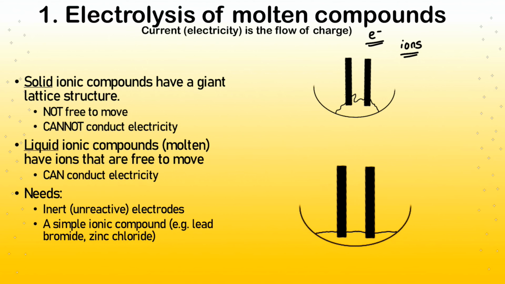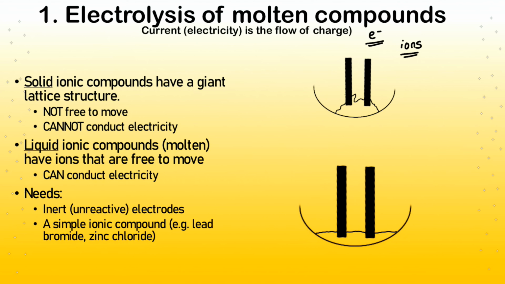And so if we have a solid ionic compound, let's say solid zinc chloride, it won't electrolyze. It won't have electricity pass through it because that solid ionic compound has a giant lattice structure, as you saw from topic 2. And in that, those ions are not free to move. They're bonded electrostatically, so positive to negative, and they cannot move freely, so they cannot conduct electricity. So this setup here of electrodes in solid ionic compounds in the salt won't conduct electricity.